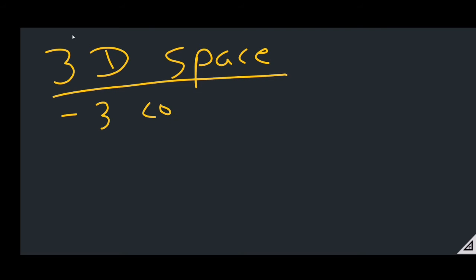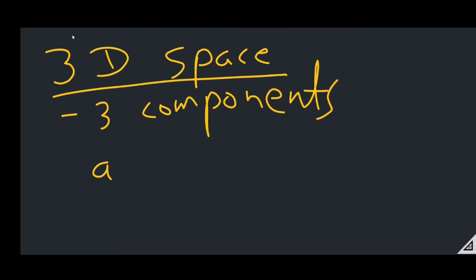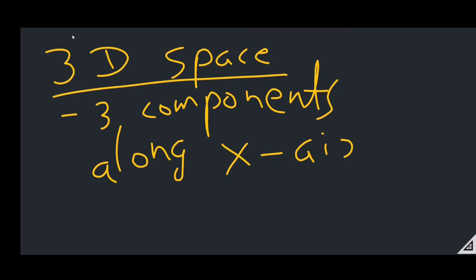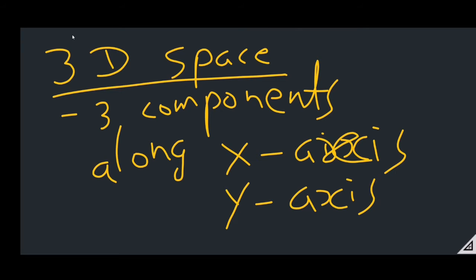Similarly, in three-dimensional space, a vector can have three components. Those three components are along the x-axis, the y-axis and the z-axis.